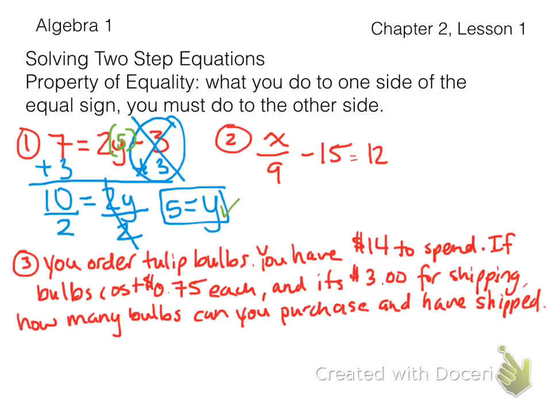All right. Let's go ahead and move on to the next example. We have x divided by 9 minus 15 equals 12. So I've got to take care of the lower priority operations first. That would be the minus 15.